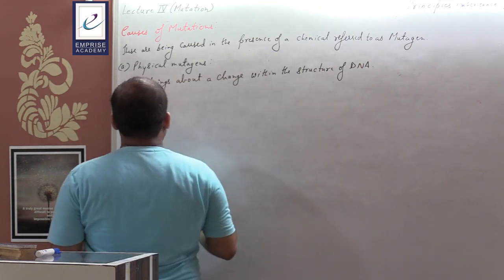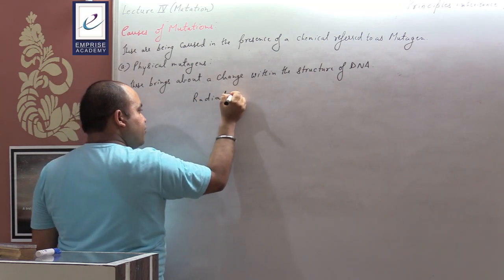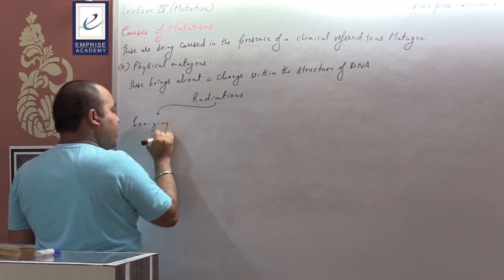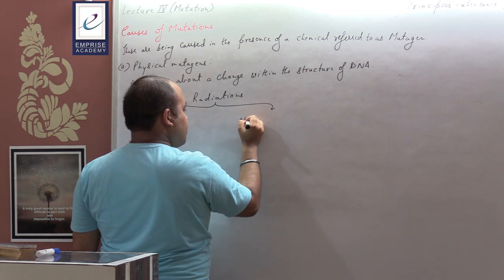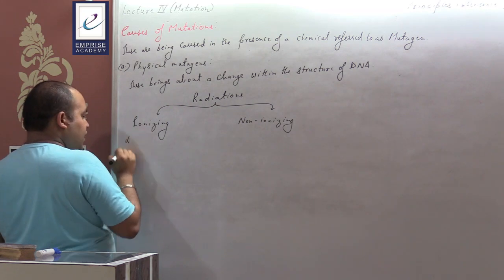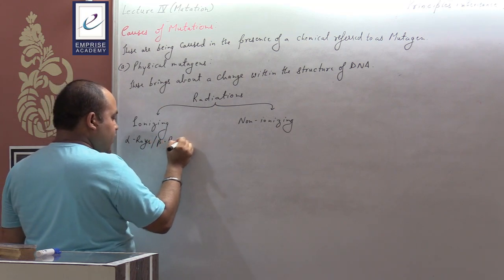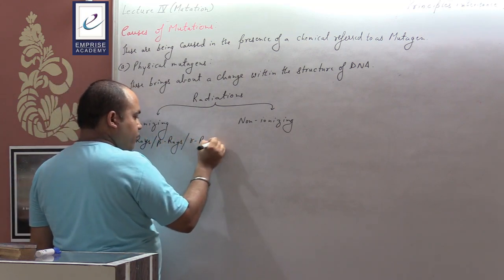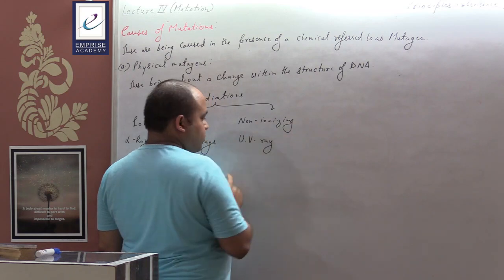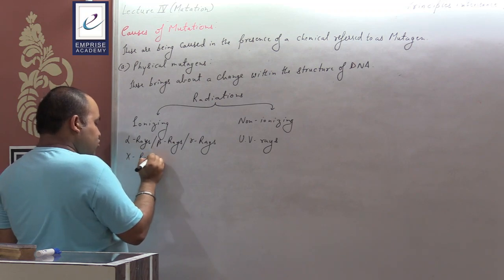These include radiations, which could be classified into the following two types: ionizing and non-ionizing. The ionizing radiations could be alpha rays, beta rays, gamma rays. The non-ionizing radiations could be UV rays. Under ionizing radiation, X-rays are also included.